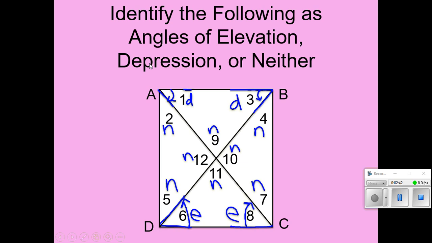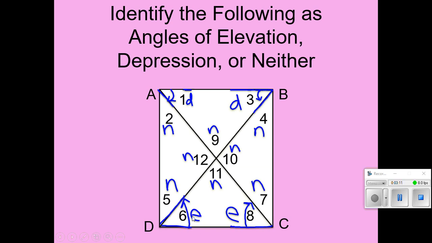So here you have a box and you have two parallel lines. You have two diagonal lines, and we're going to identify whether each angle is elevation, depression, or neither. So here, this angle is depression. So angles 1 and 3 are depression. Please write D and D. And then this angle that's looking up, that's elevation.